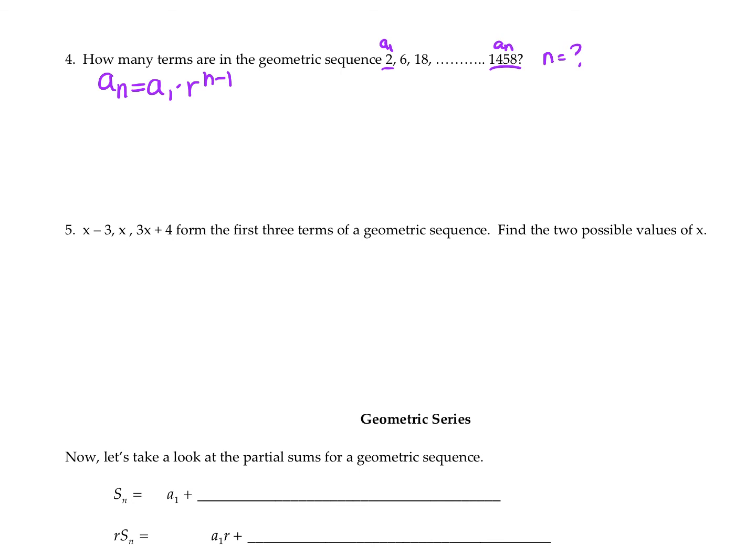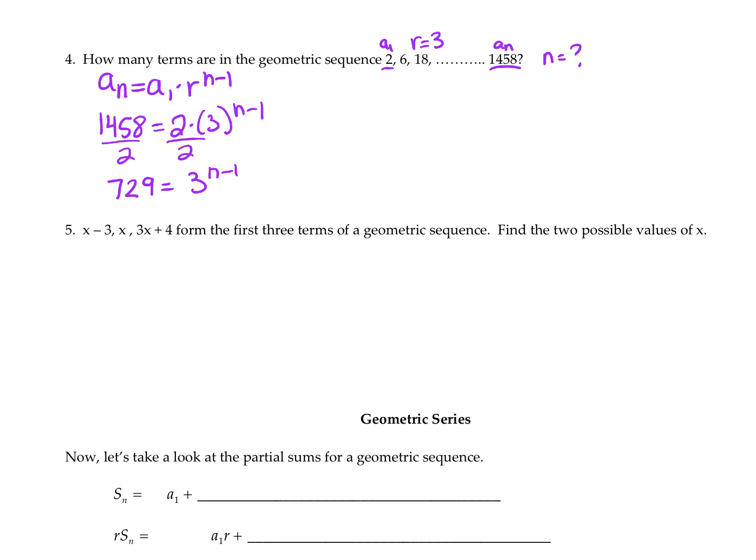Now, to figure out what r is, I need to think about how do I go from 2 to 6 to 18. And so I can see that my r is multiplying by 3. So if I use my explicit formula, 1,458 is going to equal 2 times 3 to the n minus 1 power. So first I'm going to divide by 2 because I can't do 2 times 3 because 3 is being raised to the n minus 1 power. So I'm going to have 729 equals 3 to the n minus 1 power.